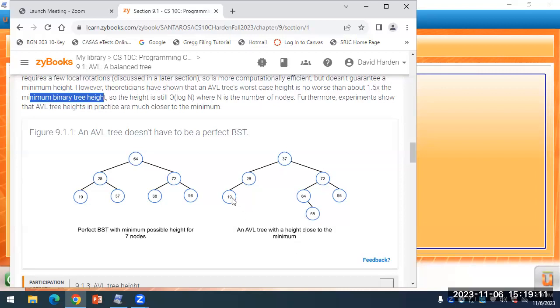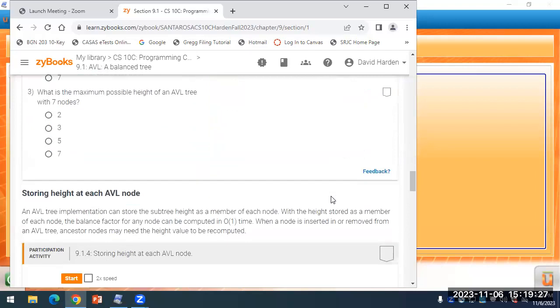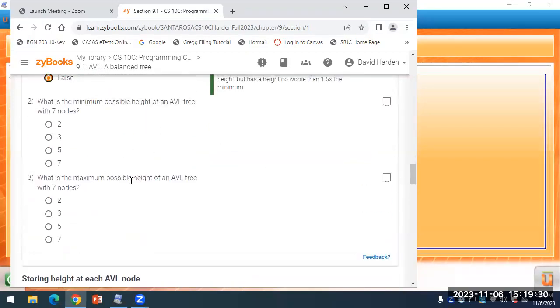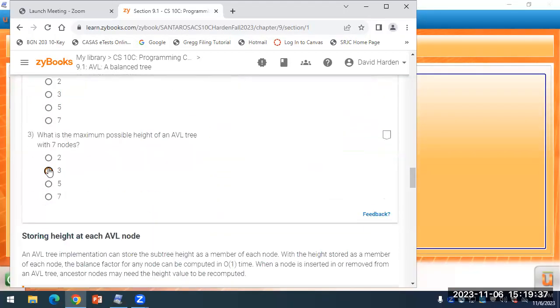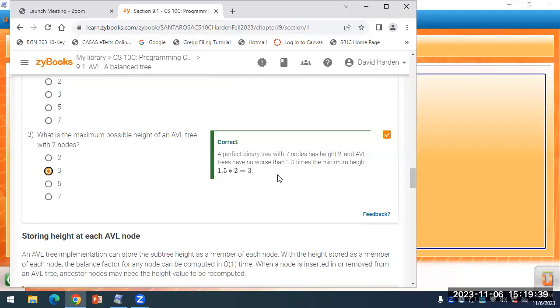If we take the 19 away, then 37's left subtree is going to be too small, right? If we take the 98 away and put it down here, then 72's right subtree is going to be too short. So I'm going to say the maximum possible height is probably going to be 3. What do you think? Oh, look, it was using that formula that they gave us.